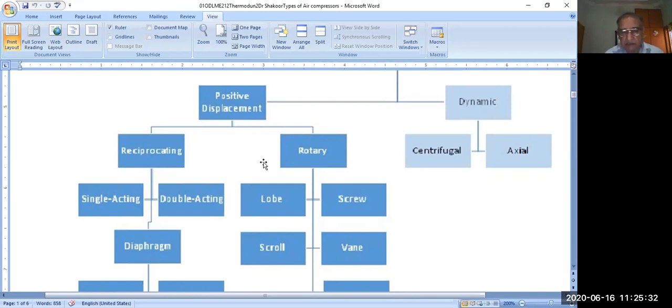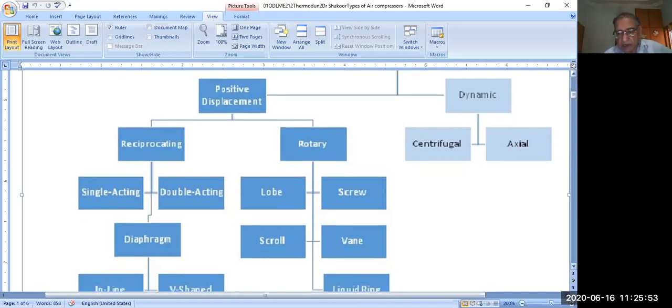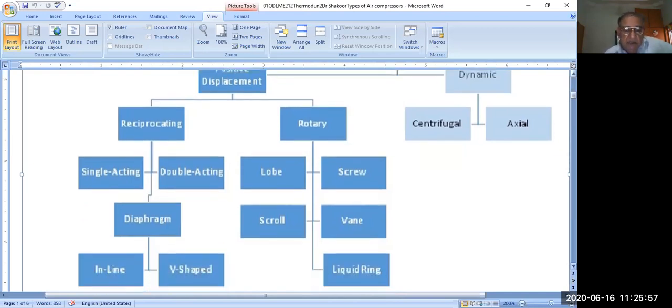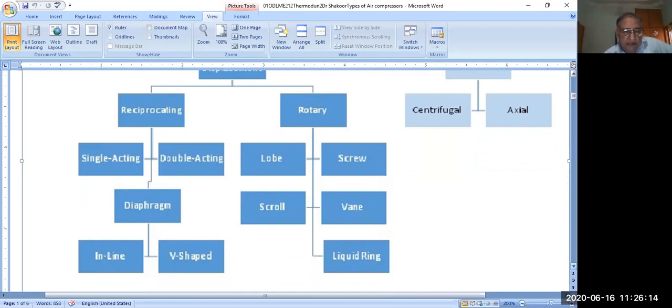Now, coming to positive displacement machines, they can be divided into two major parts: reciprocating, and the other one is rotary type. Reciprocating means moving to and back. So with the piston and cylinder alignment, the piston moves to and back, and the piston is given to-and-back motion with the help of a crankshaft, and the crankshaft converts rotary motion of the driver into reciprocating motion. So reciprocating compressors have various categories: single acting, double acting, inline and V-shaped, and diaphragm type.